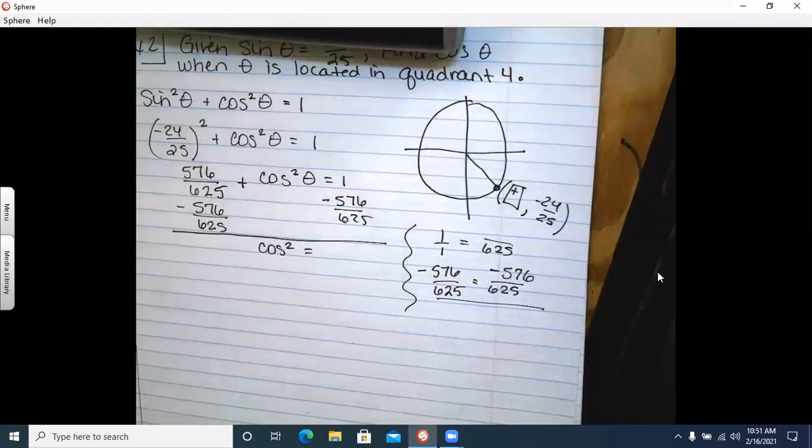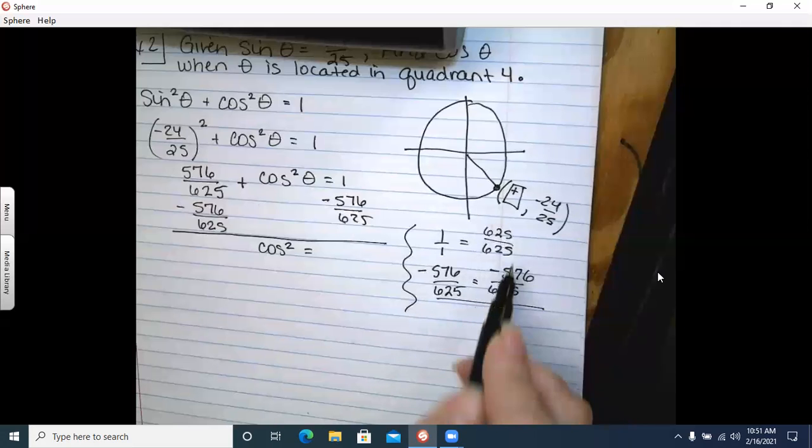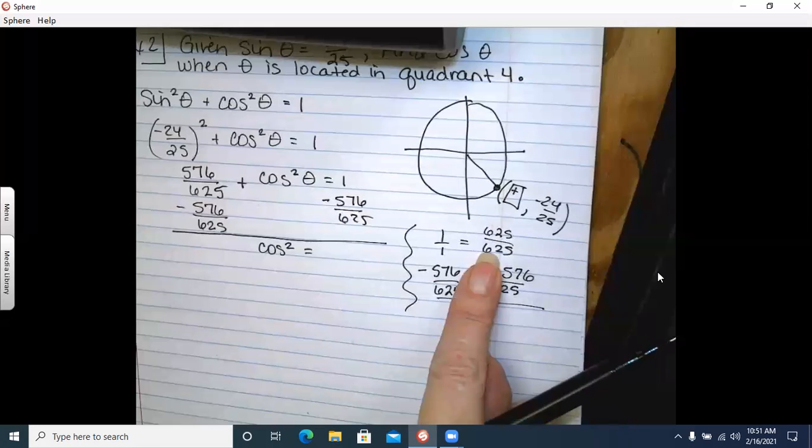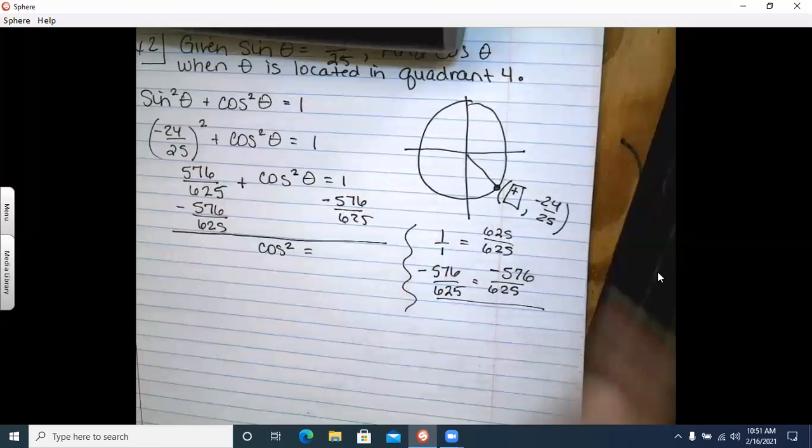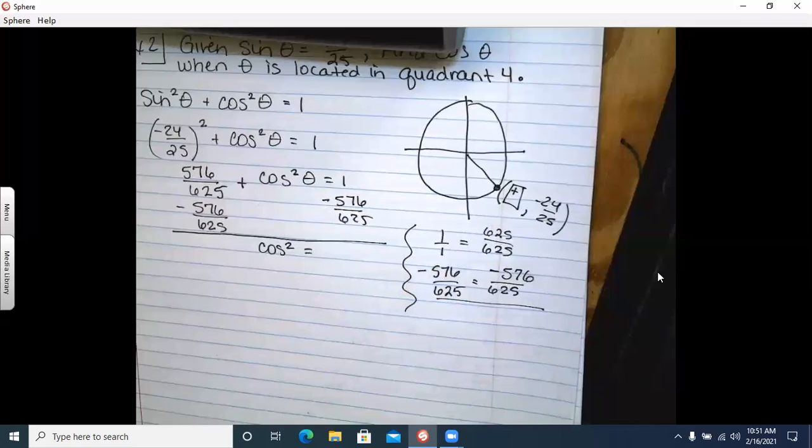What would that top fraction be if it was equivalent to 1? Right, 625 over 625 reduces to 1, right? Or you could say 1 times what is 625? 625. So I would have to multiply the numerator by the same thing. So what is 625 minus 576? 49 over 625.